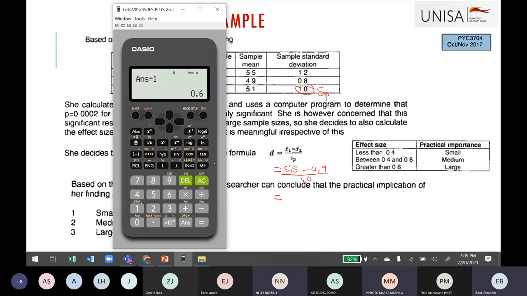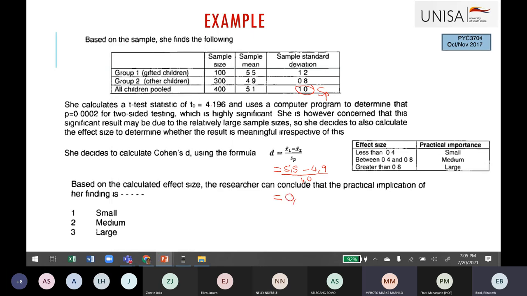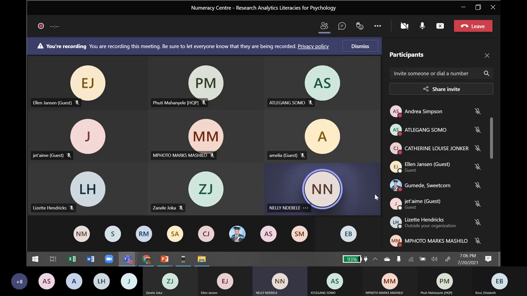It keeps on giving me a syntax error. Yes, so did you do 5.5 minus? You must make sure that you didn't have any number on there. You can use the AC button to clear your calculator. 5.5 minus 4.9, which should give you 0.6.